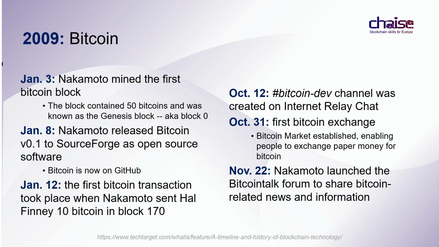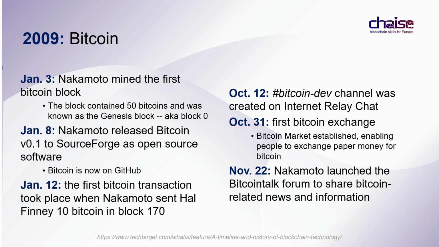In 2009, Nakamoto implemented the first blockchain as the public ledger for transactions made using Bitcoin. This way, it went from concept to reality. On January 3, Nakamoto mined the first Bitcoin block, validating the blockchain concept. The block contained 50 Bitcoins and was known as the Genesis block, or Block 0.